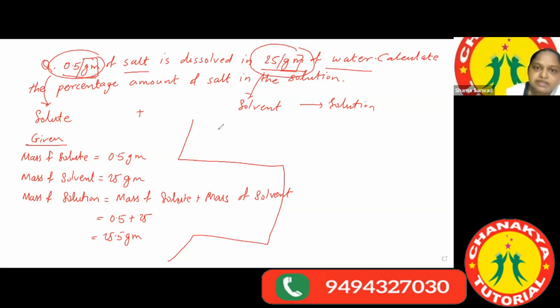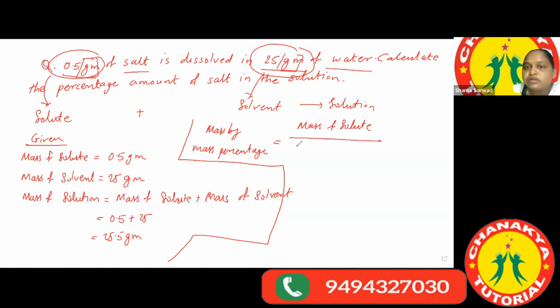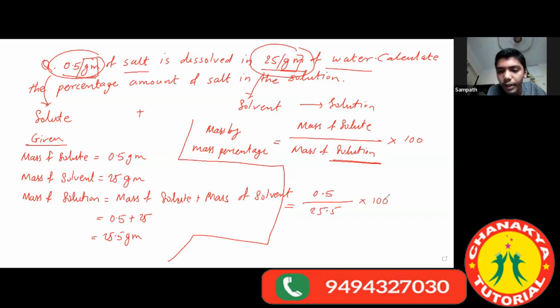Now write down the mass by mass percentage formula. Concentration percentage, or percentage concentration, will be mass of solute upon mass of solution. Don't get confused here. In the previous problem I said many students take the value of solvent here and make mistakes, and the same thing you have followed now. That needs to be multiplied by 100. Do it. Here it is 0.5 upon 25.5 multiplied by 100.